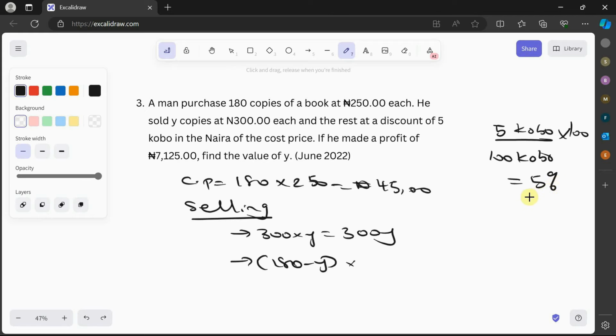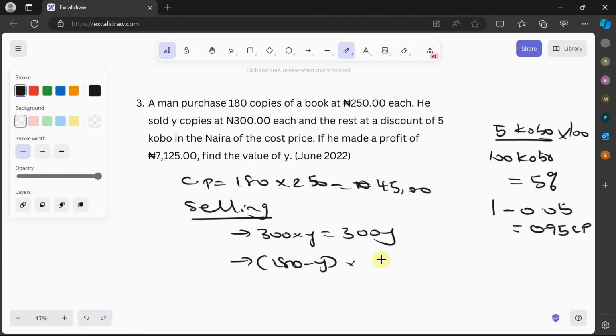So this is how you do it. When they say something in the kobo of the naira, just say 5 over 100, right? Because 100 kobo makes 1 naira. Then you multiply by 100 to find the exact percent. So if there was a discount of 5%, the new price should be 1 minus the discount of 5%, that would be 5 over 100. 5 over 100 is 0.05, and this would be 0.95. So that means that he sold it at 5% discount of the cost price. So that would be 0.95 CP.